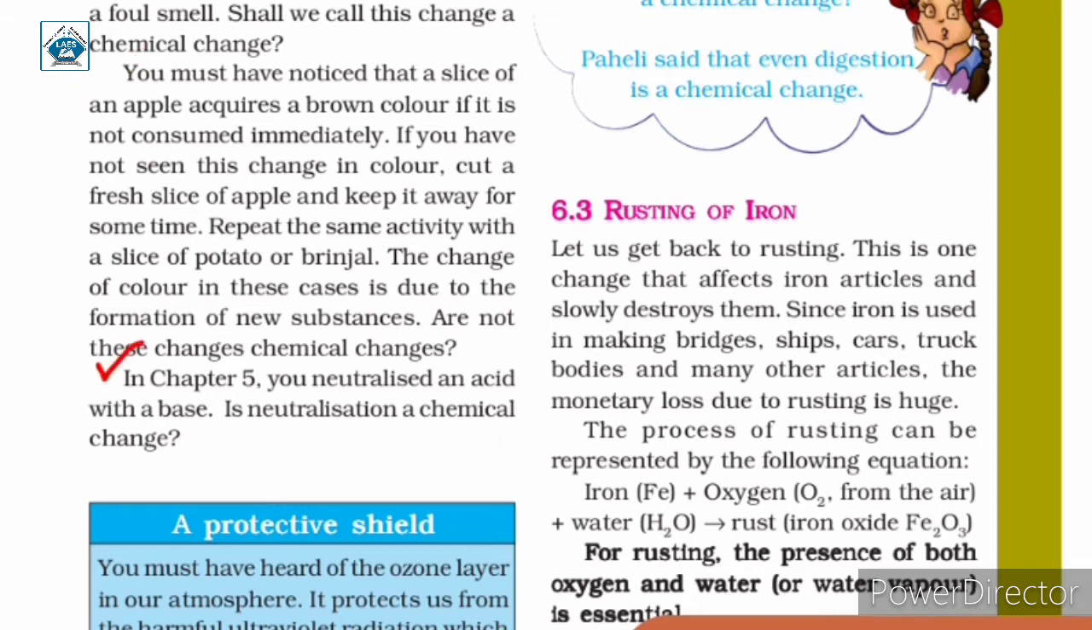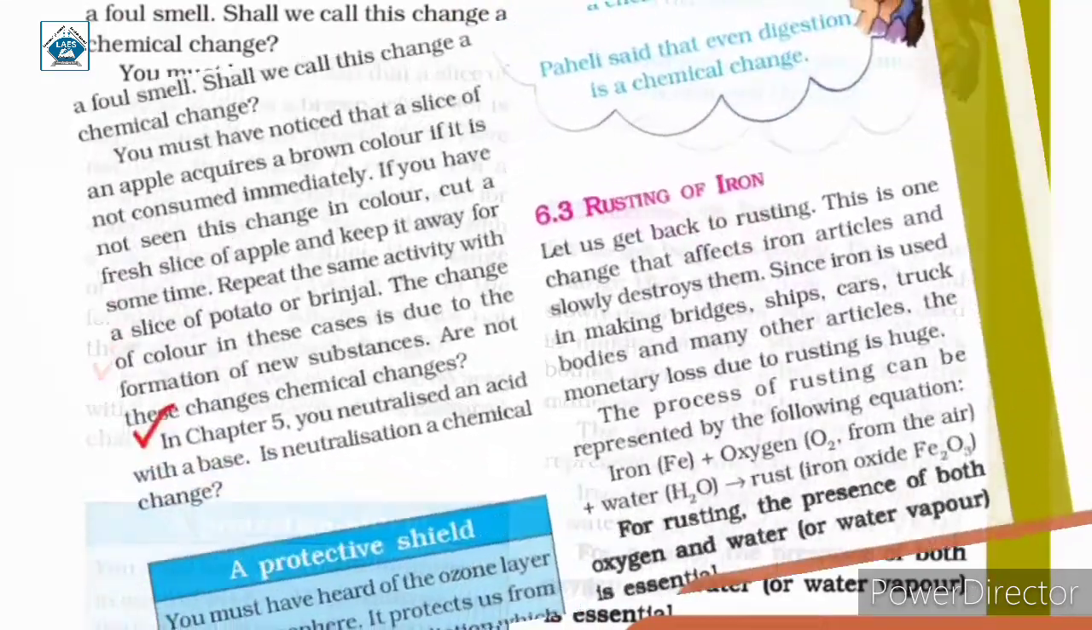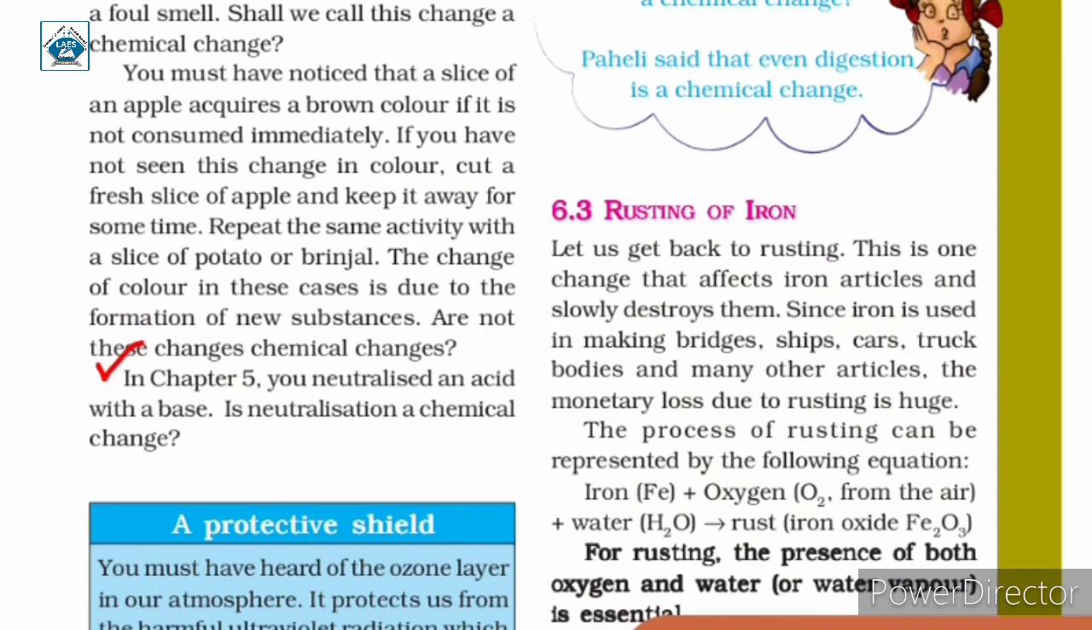In chapter 5, you neutralized an acid with base. Is neutralization a chemical change? We studied about neutralization reaction in chapter 5. What is neutralization reaction? When an acid is mixed with a base, neutralization takes place. Neutralization is also a chemical change because two new substances are formed. What are the two substances formed when acid and base are mixed together? Those substances are salt and water.